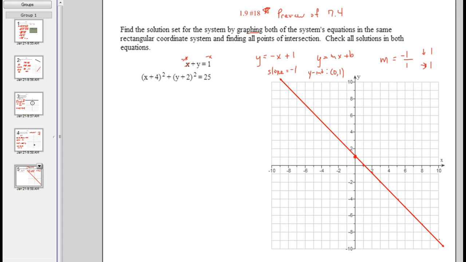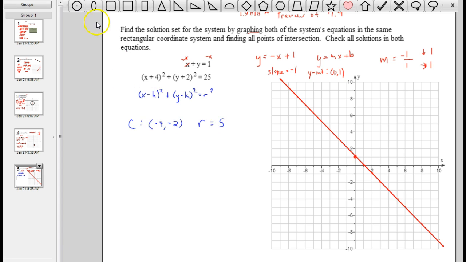Now, the second one is a circle. So this circle, if you remember from the equation of the circle, that has that x minus h squared plus y minus k squared equals r squared. That means the center, you take the opposite of these numbers, so the center, I'm just going to use C for center, is the opposite of 4 is negative 4. The opposite of 2 is negative 2, so the center is negative 4, negative 2. And the radius squared is 25, so that means the radius equals 5.